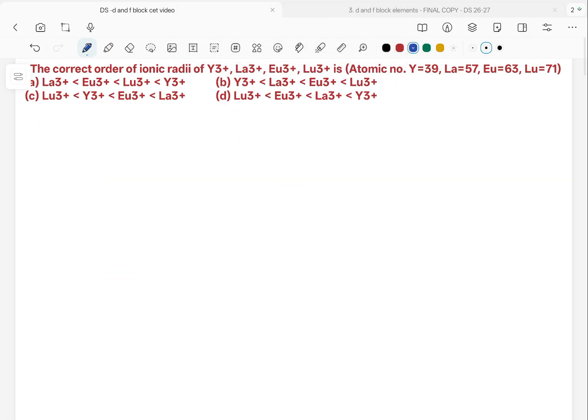The question is like this. The correct order of the ionic radii of yttrium 3 plus, lanthanum 3 plus, europium 3 plus and lutetium 3 plus, atomic numbers are given. We have to find out the correct order here.